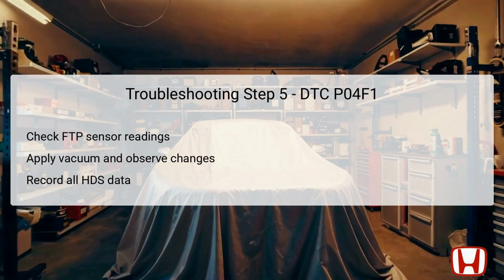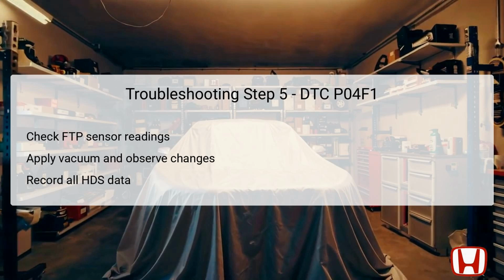The 5th troubleshooting step focuses on evaluating the performance of the FTP sensor. Begin by turning the vehicle off and removing the FTP sensor while keeping the connector attached. Next, connect a T-fitting with the vacuum pump and gauge to the sensor. You will then turn the vehicle on and simultaneously check and record the FTP sensor reading through the HDS.